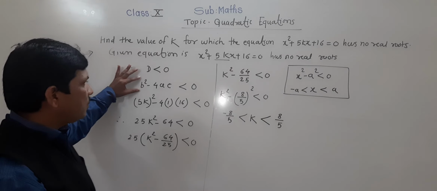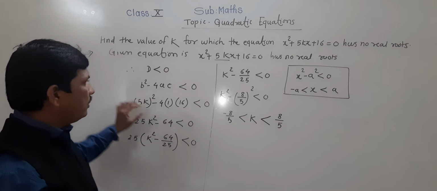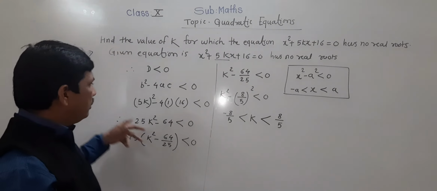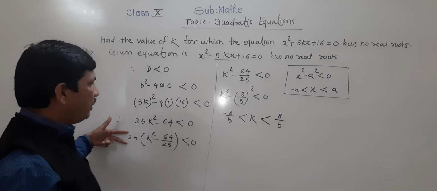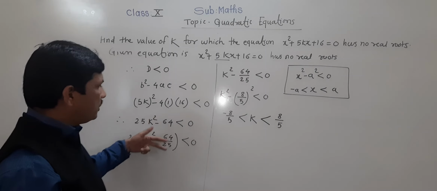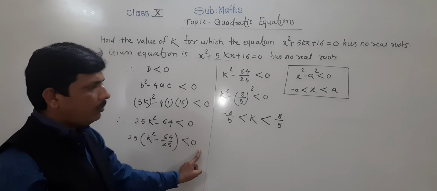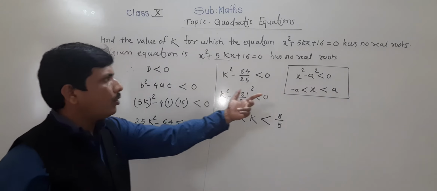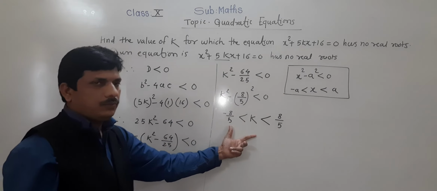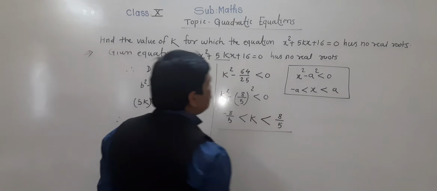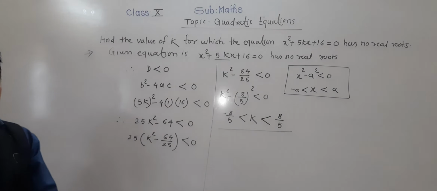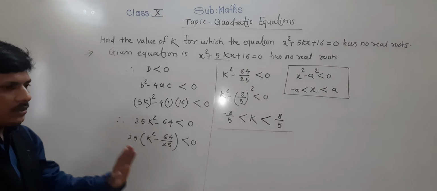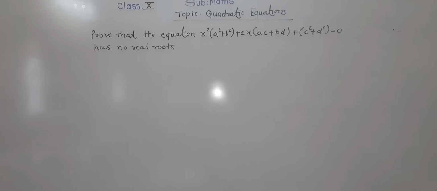So see, b square minus 4ac. This expression we have taken smaller than 0 because there are no real roots. Then we have taken 25 outside: k square minus 64 upon 25, and 25 will be here, so that is 0. k square minus 64 by 25. So according to this result we have done this. See carefully, we have tried to take a little bit different example. So solve this.